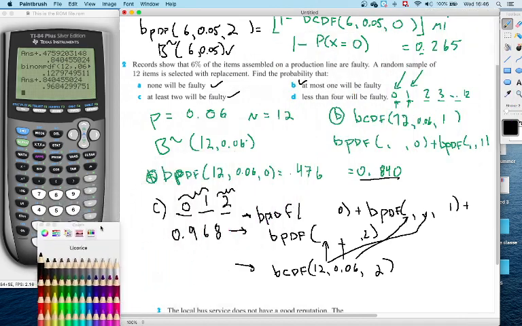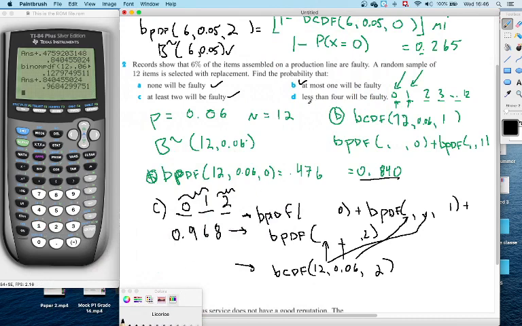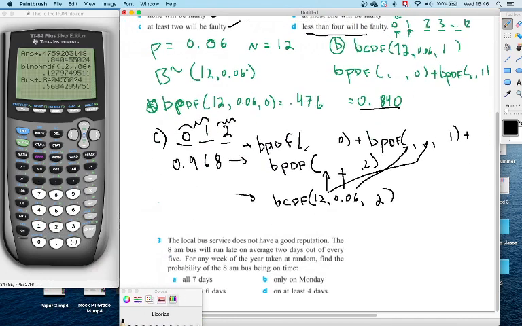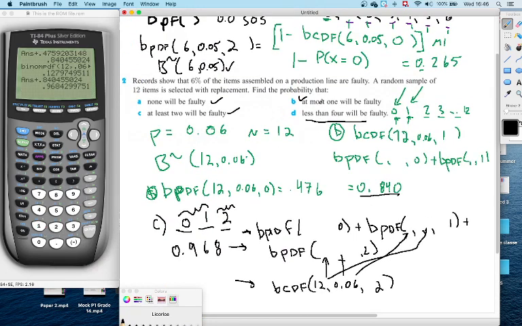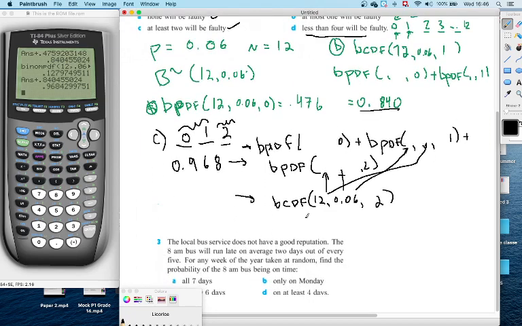Now, finally, our last one, which is less than 4 will be faulty. So find the probability that less than 4 will be faulty. So that is, once again, quite simple. It's Binomial Cdf from 0 to 3, right? Because it says less than 4. We don't include 4. So I can put 3 here. I can put my 12 here because that's how many trials we have, and 0.06.